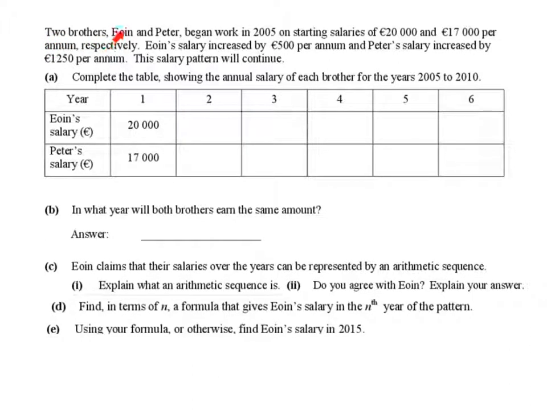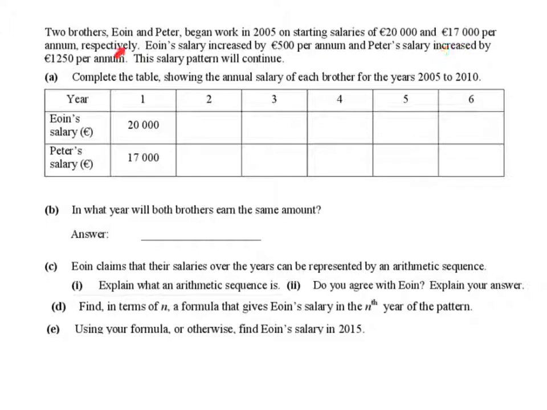Two brothers, Owen and Peter, began work in 2005 on starting salaries of €20,000 and €17,000 per annum respectively. So per annum means per year, and respectively means the first name was Owen, so his starting salary is the first amount, which is 20,000, and the second name is Peter, and his starting salary is the second amount, which is 17,000.